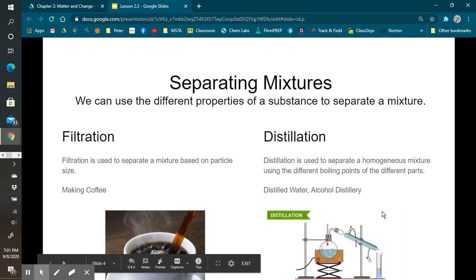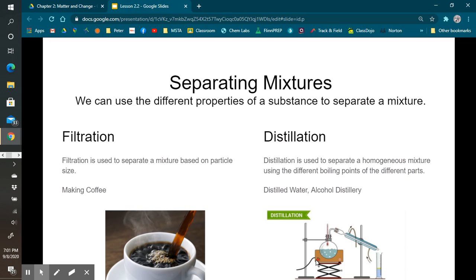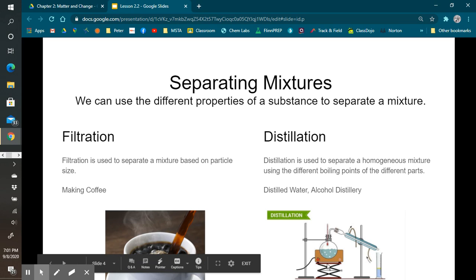It separates a solution using different boiling points. Distilled water is the same thing. Regular tap water has all kinds of minerals in it, and if you want just pure water, you'd have to distill it. So you'd pick a temperature at which the water would boil, but the things that are dissolved in the water will not. And so then the water would evaporate, turn into a gas, and then once it gets into the cooling tube, it will condense again. And that's how distillation works.